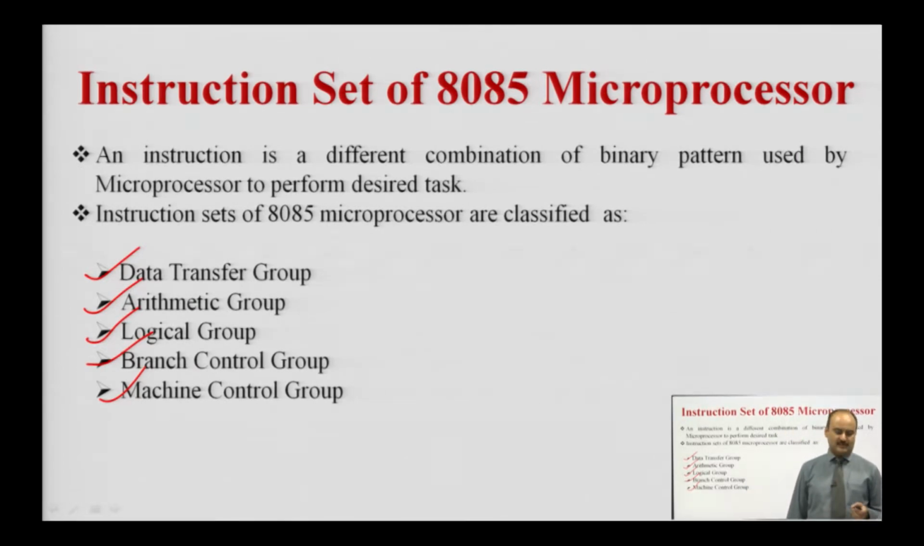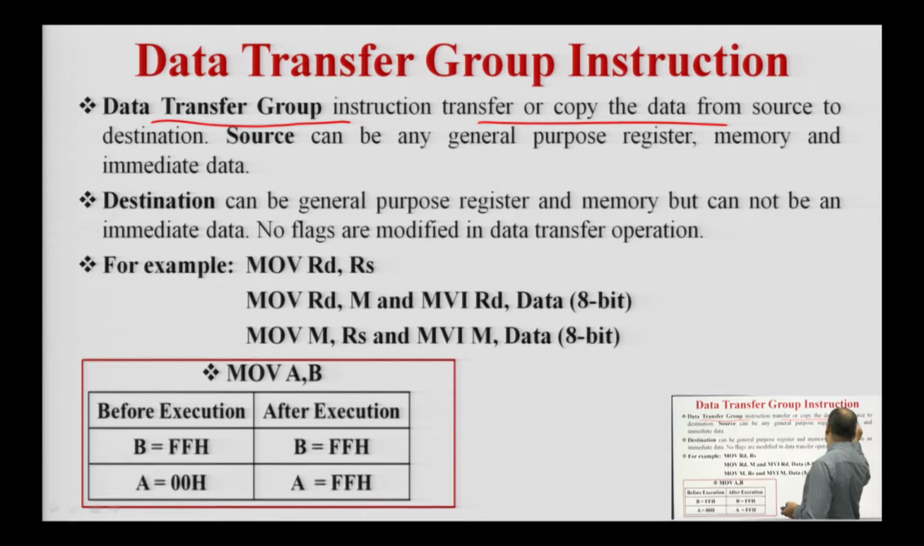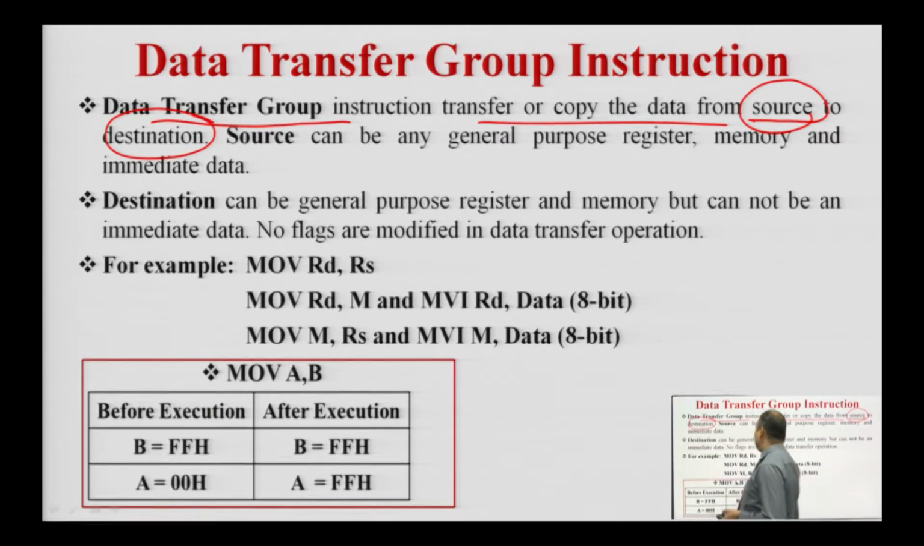The first one is the data transfer group of instruction. As its name indicates, the data transfer group instruction will transfer the data bits from source to destination. So, data transfer group instructions transfer or copy the data from the source to destination. The source can be any general purpose register, memory or immediate data which is specified with the instruction.